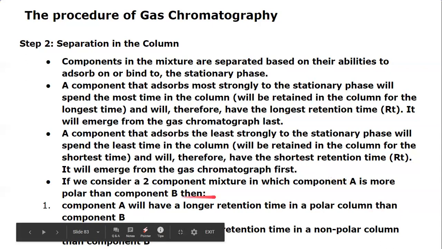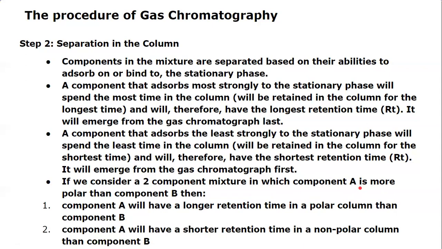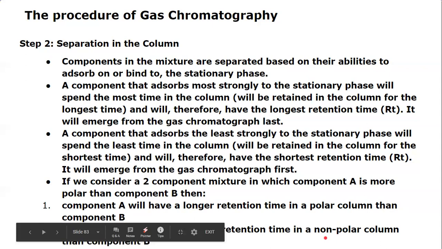B, compared to A, is less polar, so that's why it may have less retention time or shorter retention time. In case of a non-polar column, at that time, what happens? The non-polar, less polar component, that is B, will have more retention time than A. Got it?